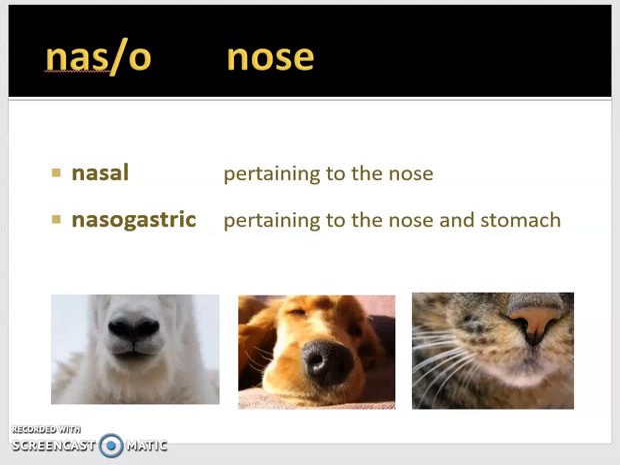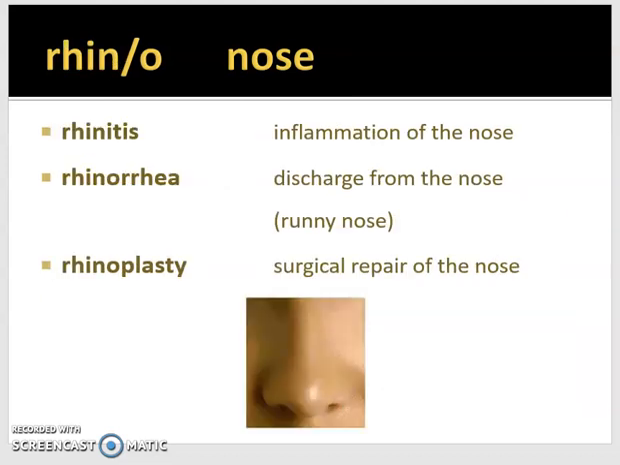They insert the tube up through the nose, descends down to the back of the throat, where they get it into the esophagus and down to the stomach. Not something you want to have done, but very useful if it's necessary. So that's why we have a term that combines the stomach with the nose, nasogastric.